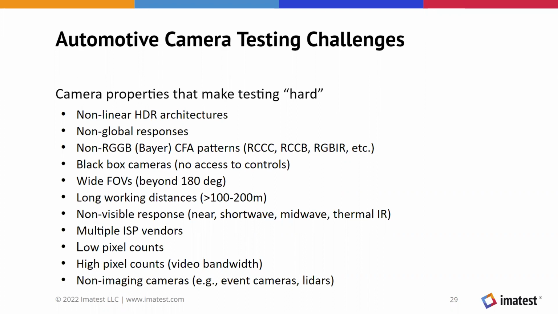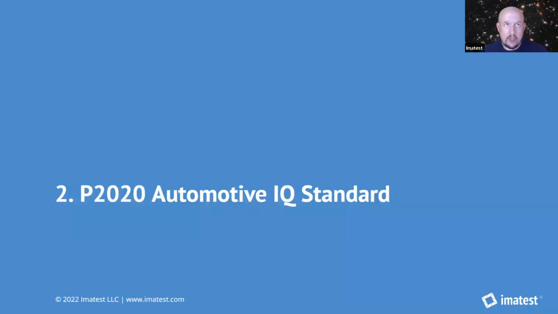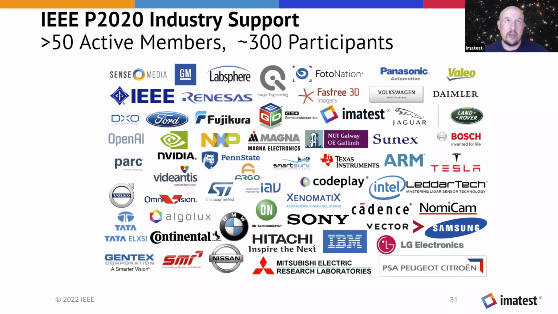Some cameras are not image-based, such as LiDAR or event cameras. So Imatest is involved with the P2020 Automotive Image Quality Standard, which is part of the IEEE Committee of Standards. P2020 is one of the IEEE standards for automotive systems, and we are one of the members of the working group that develops it.